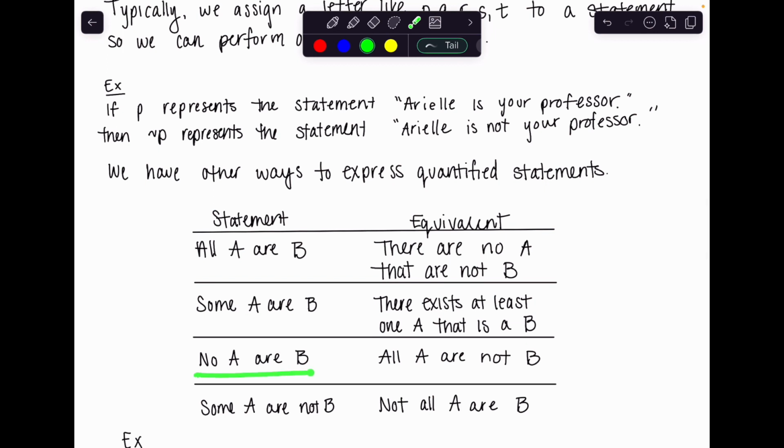If you say no cats are orange, another way to say that is all cats are not orange. And then if some cats are not orange, not all cats are orange. So that means there's some that are not. So these are all similar phrases that mean exactly the same thing.